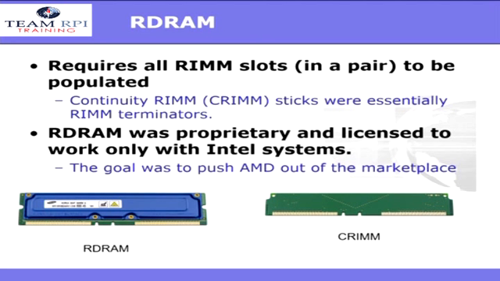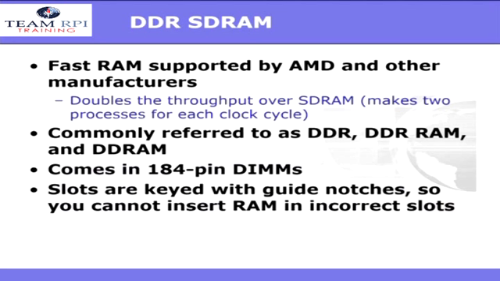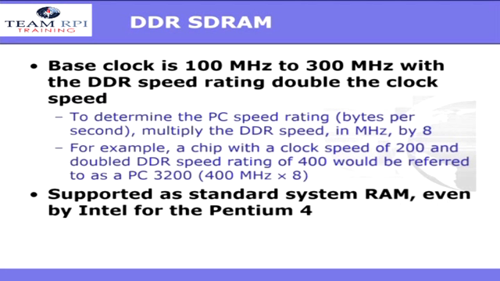RDRAM really didn't last very long because it was proprietary and licensed to work only with Intel systems. The goal was to push AMD out of the RAM marketplace. However, with technology advancing as quickly as it had, fast RAM supported by AMD and other manufacturers quickly pushed RDRAM to the side, capable of making 2 processes for each clock cycle. You'll find them in 184-pin DIMMs, and it's near impossible to install it in the wrong slots because you have guided notches on the side.